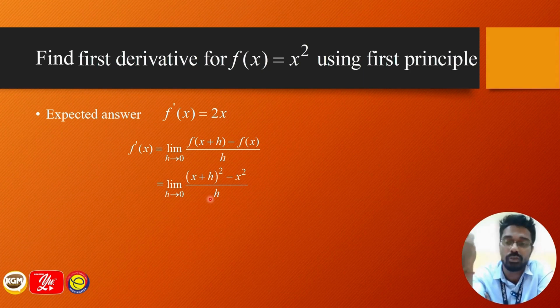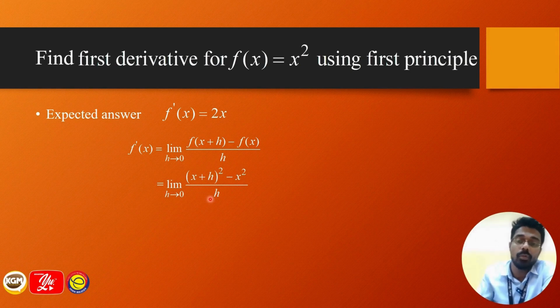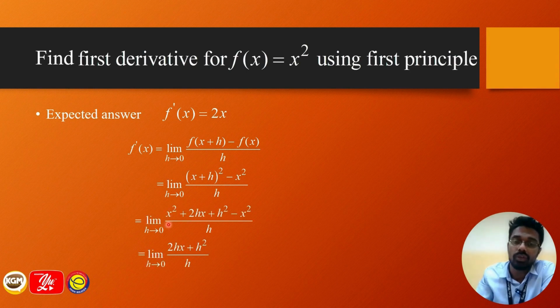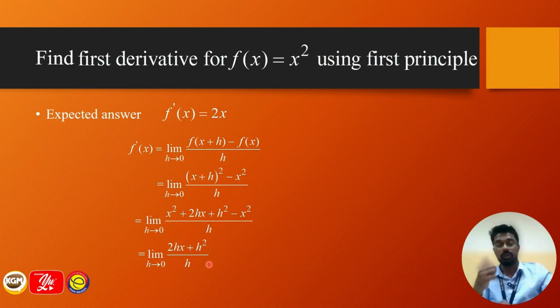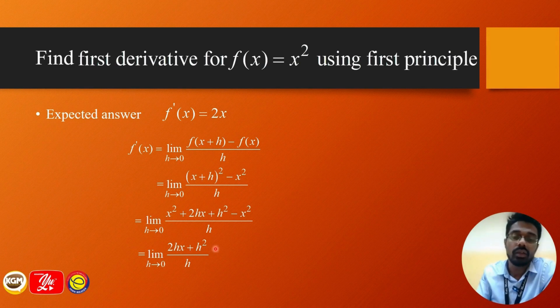Since we got a nice polynomial, definitely we need to do factorization. It's not very clear at the moment how we can factorize this, so I just expand my numerator. This is what I get: x squared plus 2hx plus h squared minus x squared. You can see the x squared cancels out. Again, as you substitute, you're going to see 0 up and 0 down. You need to do factorization. Now it's very clear what we can factorize.